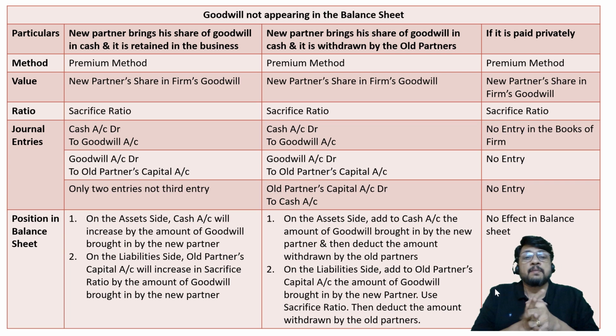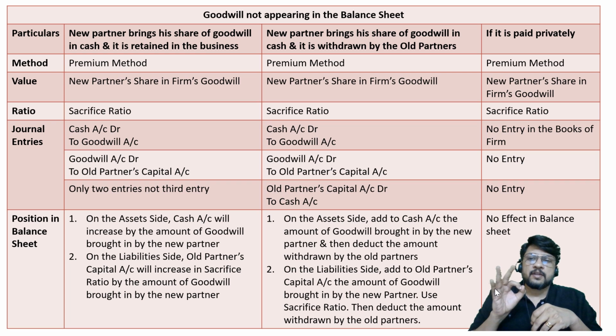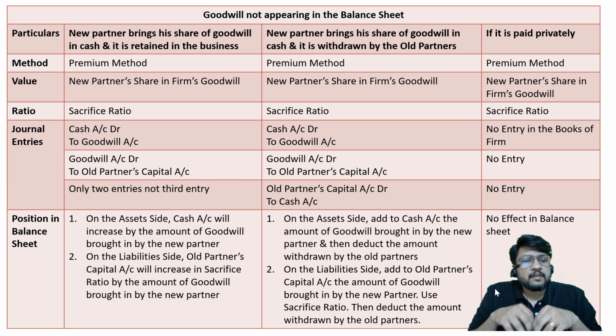Now what kind of adjustment may be there? There is no guarantee that every problem will have only one adjustment. Different problems may have different adjustments. So let us consider what varieties of adjustment may come. Although goodwill is not appearing in the balance sheet, the following varieties are possible. First variety, the new partner is bringing his share of goodwill in cash and it is retained in the business.